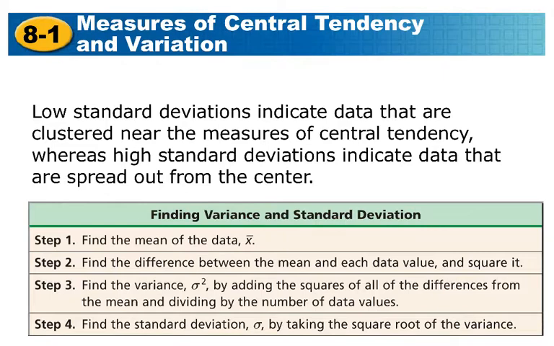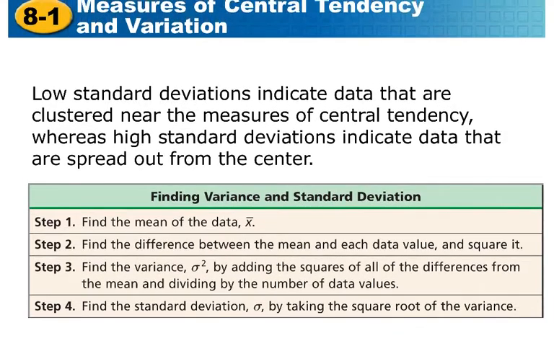So, what we're going to do to find our variance and standard deviation is we're going to find the mean of the data. So we have talked about mean, but we haven't talked that mean is actually given by this symbol for mean.